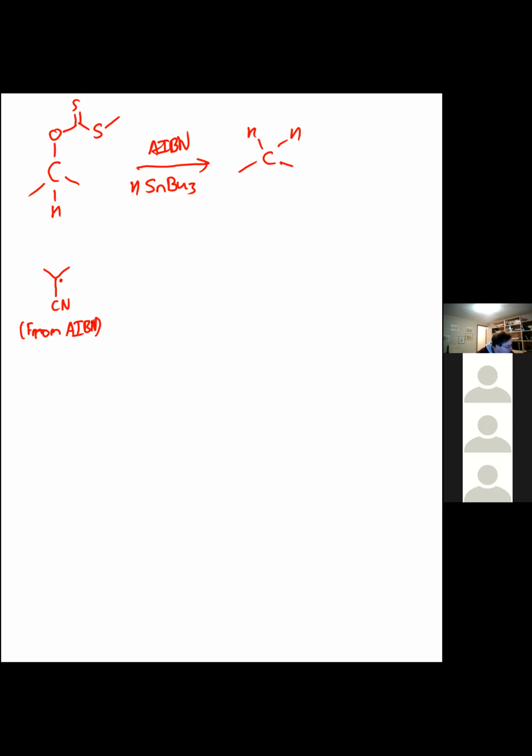So what we can do here is we add the radical to something. It's a little weird. So we're going to take this. This will react with the weakest thing in there, which is surprisingly a tin hydrogen radical.